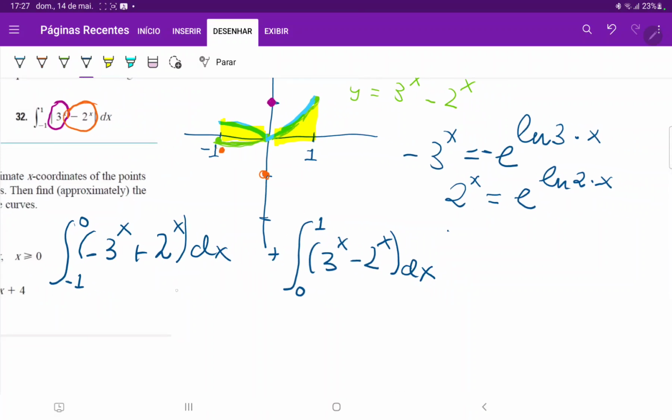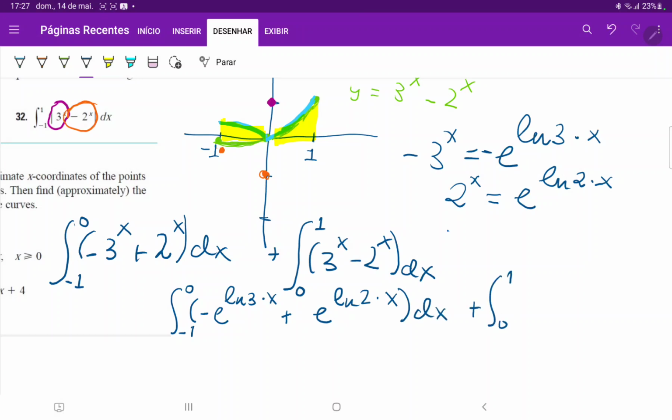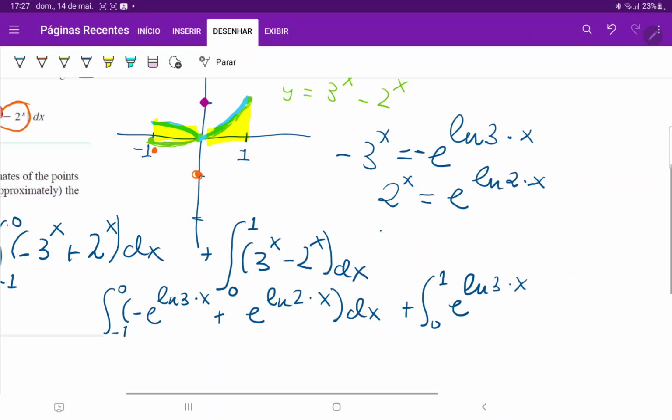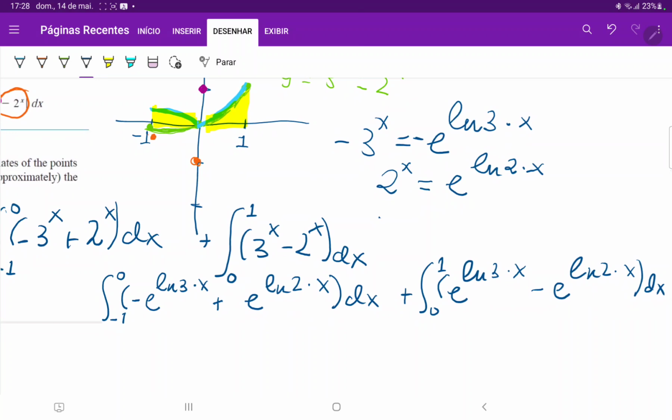So this is the integral from -1 to 0 of minus e to the ln 3 times x plus e to the ln 2 times x, right? And all of this dx, and then plus the integral from 0 to 1 of e to the ln 3 times x minus e to the ln 2 times x, and all of this times dx. All right, so we are ready to integrate it.